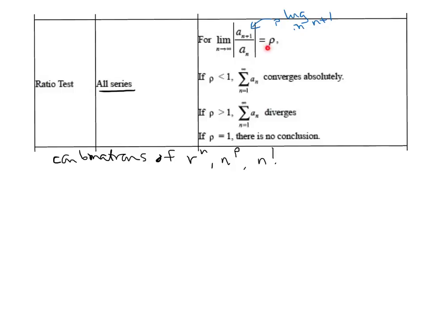If that value, rho, is less than 1, then it converges. And not only does it converge, but it converges absolutely. So if the question was conditional or absolute convergence, it would just converge absolutely. If rho is greater than 1, and infinity is okay, then the series diverges. And if it's equal to 1, then there's no conclusion.